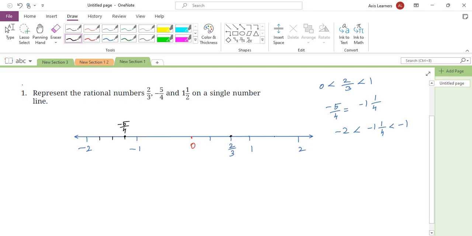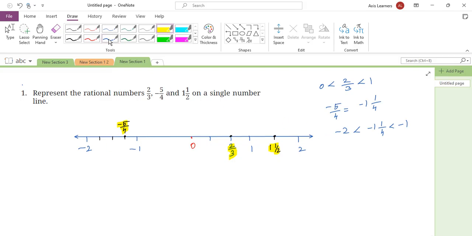After 1, if I plot it here, 2 equal parts are coming, right? So this is after 1. So 1 1 by 2 will come here. Okay, so we have three numbers: first number 2 by 3, second number minus 5 by 4, third number 1 1 by 2. All three are here, and we plotted all in a single number line.